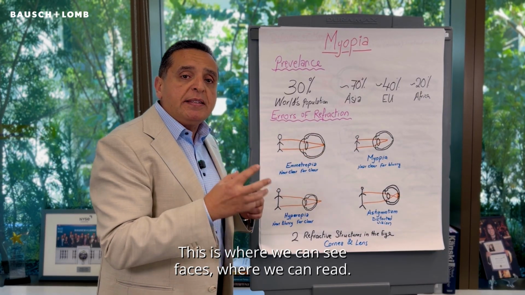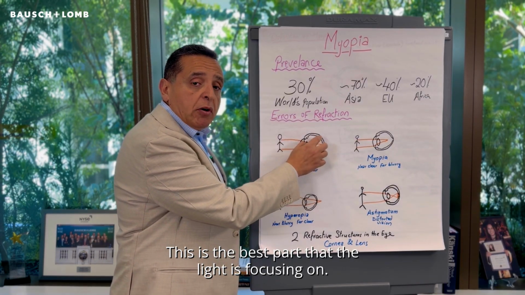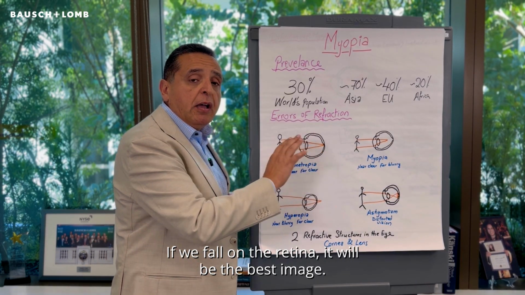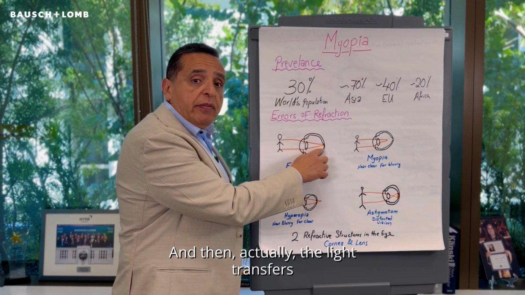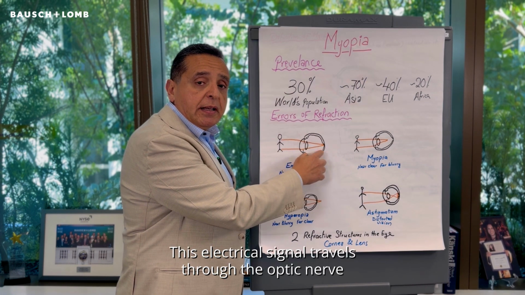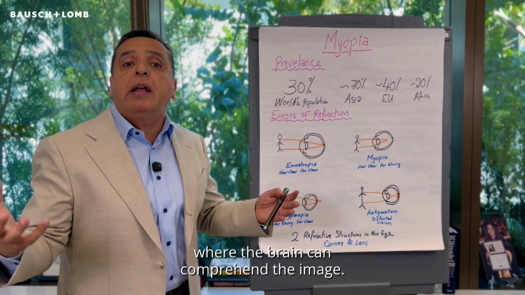This is where we can see faces, where we can read. This is the best part that the light is focusing on. If it falls on the retina, it will be the best image. And then the light transfers into an electrical signal. This electrical signal travels through the optic nerve to the brain, where the brain can comprehend the image.